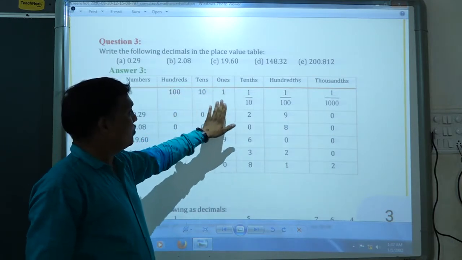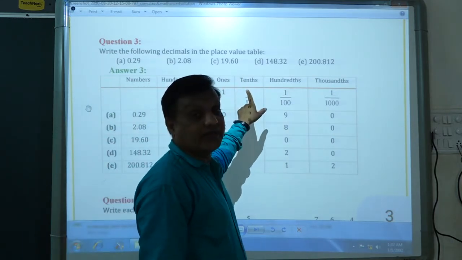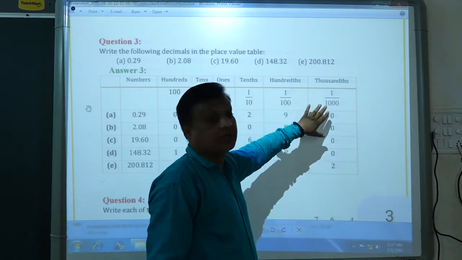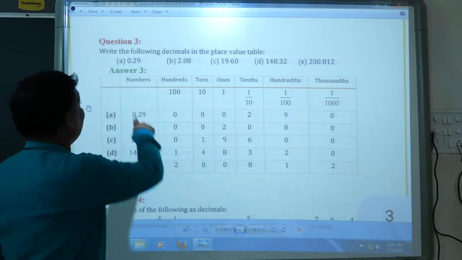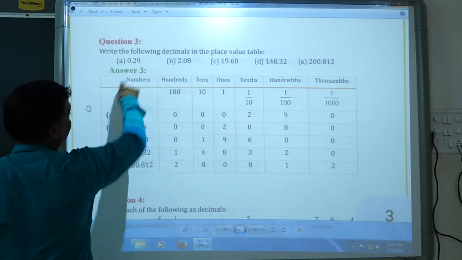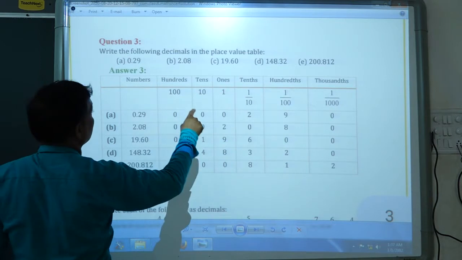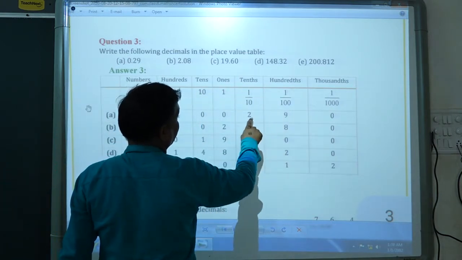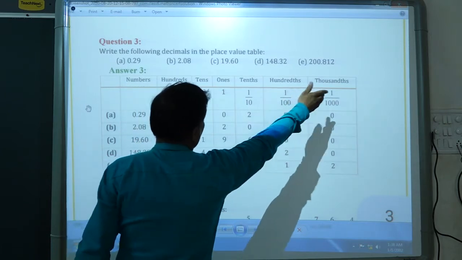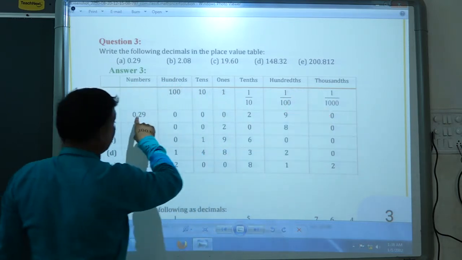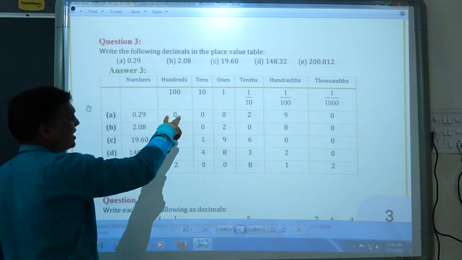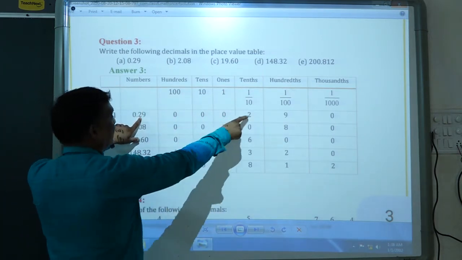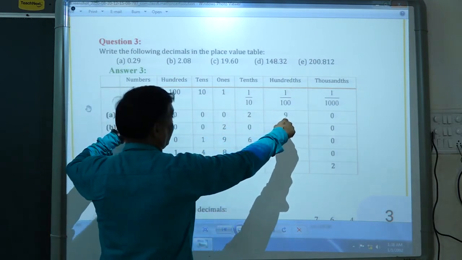Hundreds, tens, ones, tenths. The first digit after the decimal will become tenths. The second digit will come in hundredths. The third digit will come in thousandths. So the first is 0.29. There are no hundreds, no tens, no ones, but tenths is there and hundredths is there. So 29 here and nothing means zero. So it became 0.29: 0 hundreds, 0 tens, 0 ones. This is the tenths position and this 9 is the hundredths position.